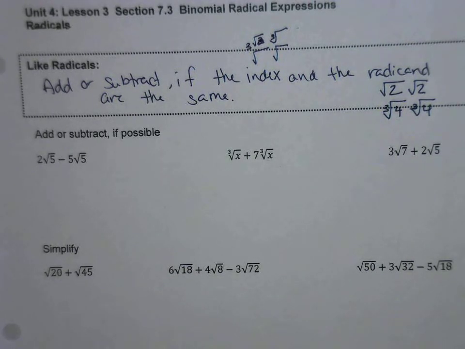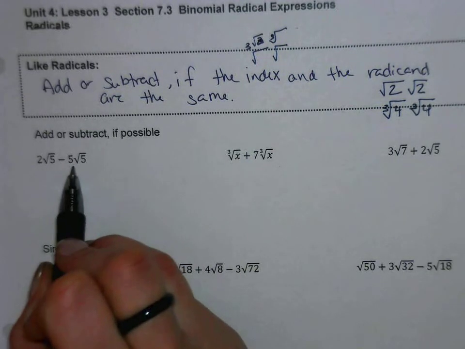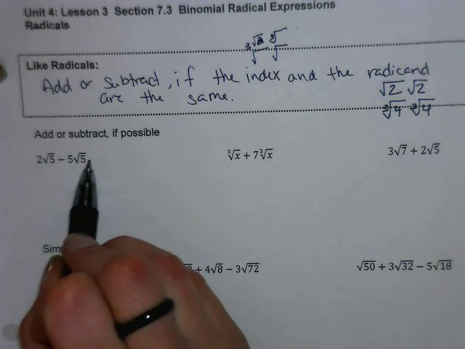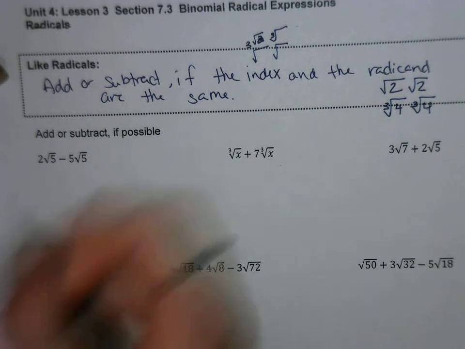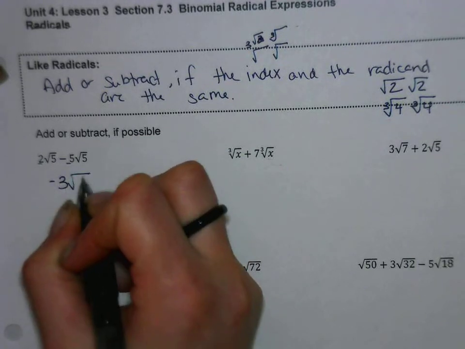Add or subtract if possible. Here our index is the same because we have a square root and a square root. Our radicands are the same, a 5 and a 5. So we can subtract. 2 minus 5 is negative 3 square roots of 5.